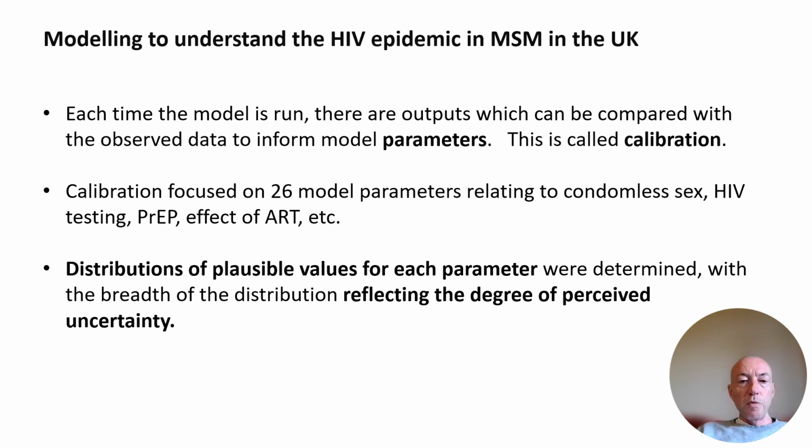Now, each time the model is run, there are outputs which can be compared with the observed data to inform model parameters. And as we know now, this is called calibration. Calibration here focused on 26 model parameters relating to condomless sex, HIV testing, PrEP use, effective antiretroviral treatment, etc. So distributions of plausible values for each parameter were determined, with the breadth of the distribution reflecting the degree of perceived uncertainty.